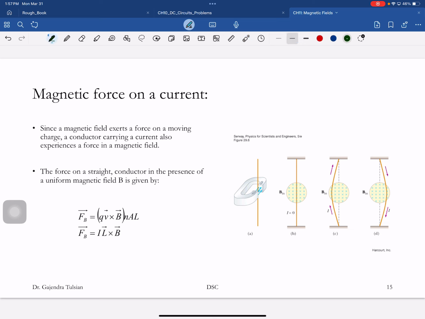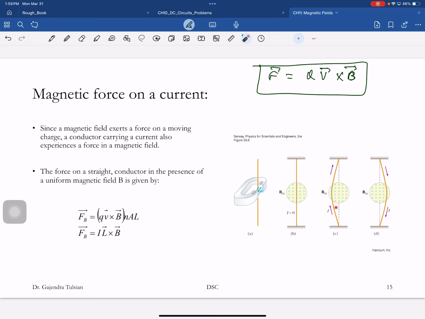You saw that the force on a moving charged particle is that. Now, if you have a wire that is not carrying any current, then there are no moving charged particles, and if you place it in a magnetic field, there won't be any force on it. This magnetic field is into the sheet of the paper.